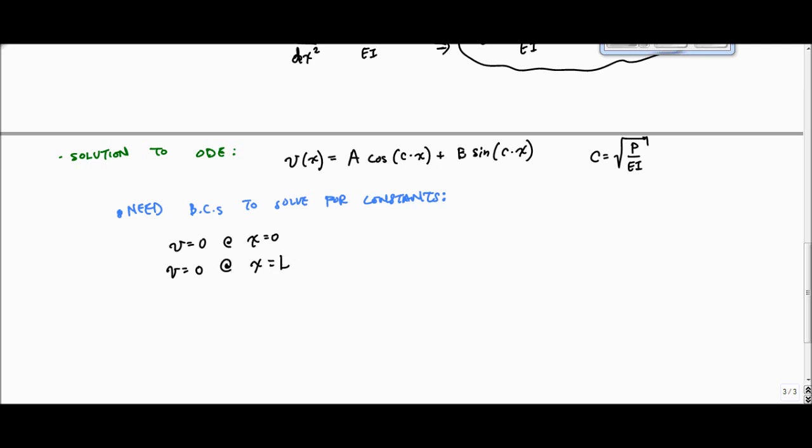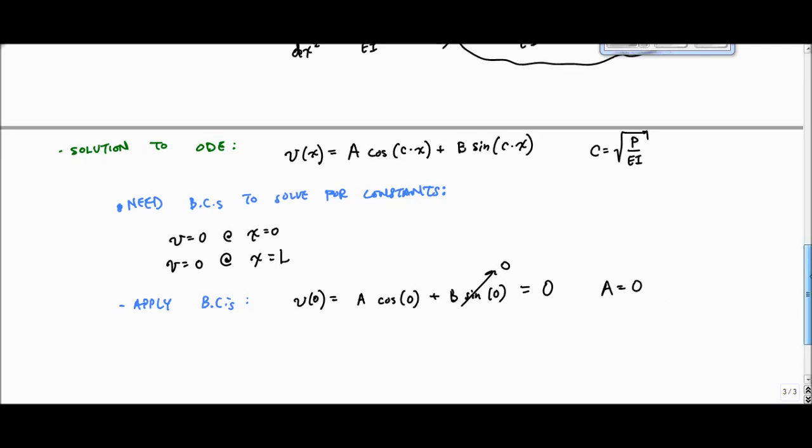Awesome. So now if I substitute here, apply BCs right here, I get that V of 0 is equal to A cosine of 0 plus B sine of 0, which, you know, this is too trivial, equals 0. That tells me A equals 0. Okay, there's one.